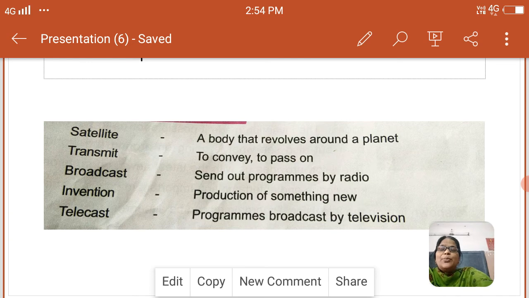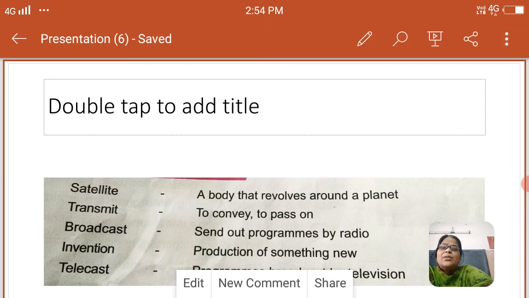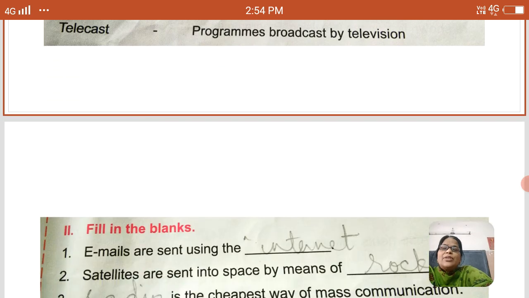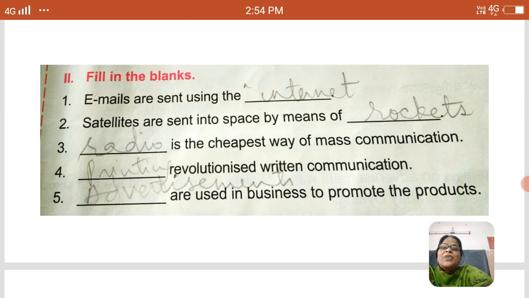Invention: the production of something new. Telecast: programs broadcast by television. We are now going to the next, fill in the blanks, children. Here there are 5 fill in the blanks.